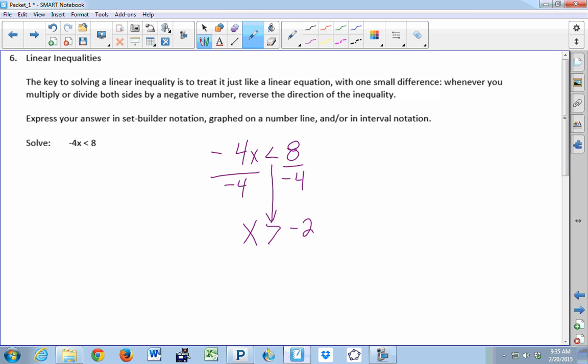You help me. I'm going to have a -2 and I'm going to have an infinity. And what do I use here? Do I use any brackets, parentheses? Parentheses where? In front of the -2 and after the infinity, right? So that says every number greater than -2.